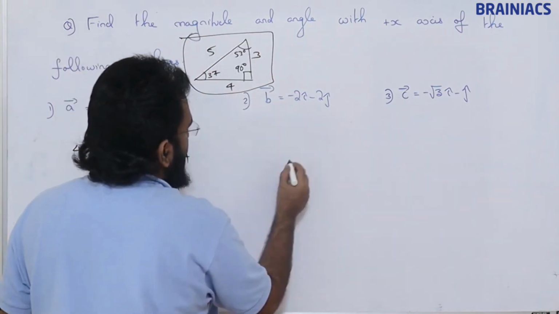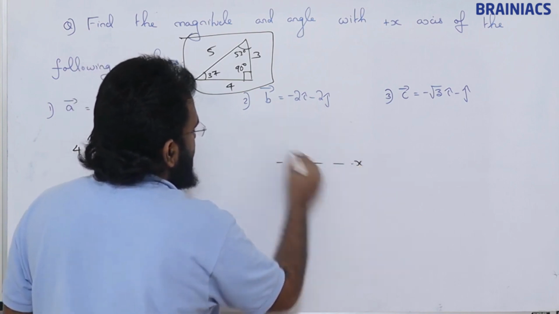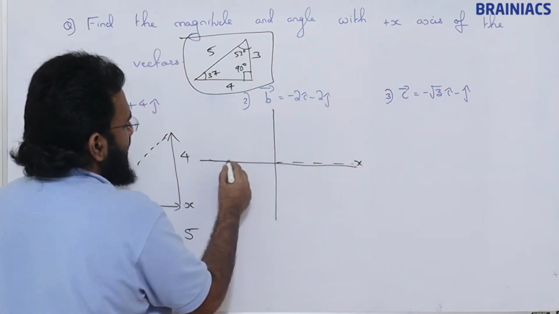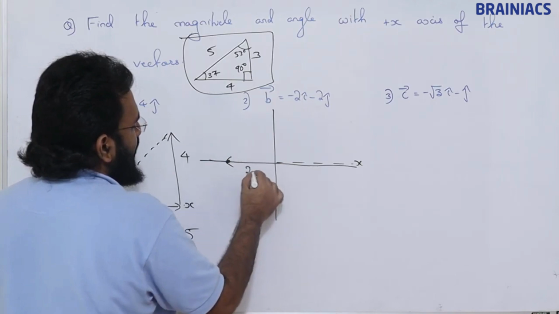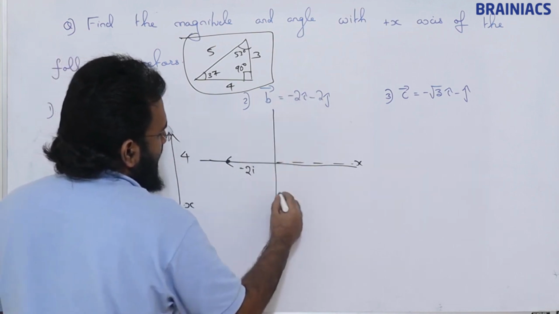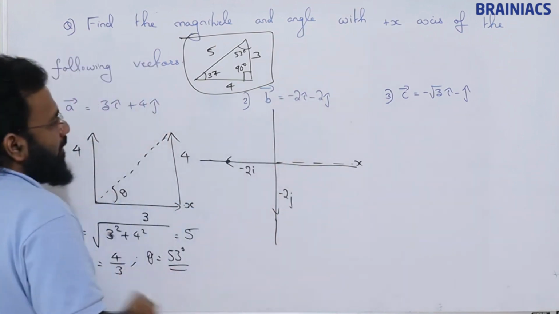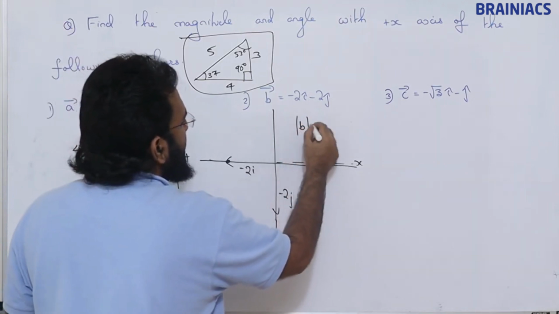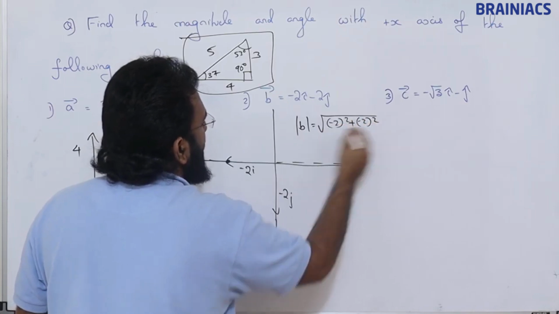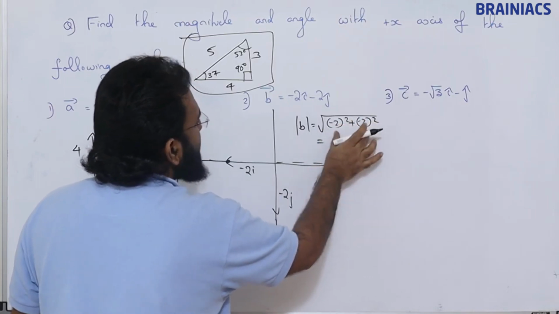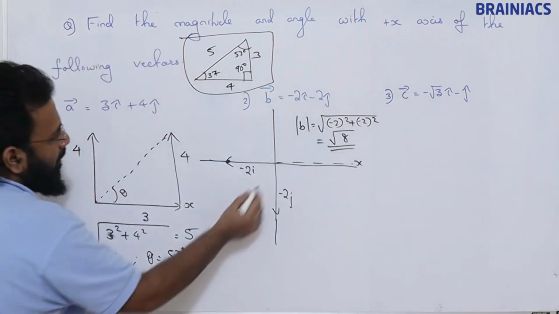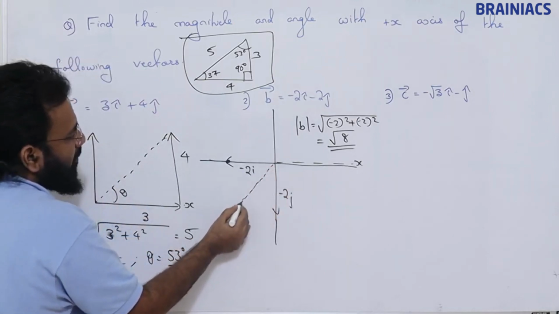What about this one? Minus 2i. So if this is the x and y-axis, minus 2i means this is the vector. Then minus 2j means this is a minus 2j. Now its magnitude is nothing but root of minus 2 the whole square plus minus 2 the whole square. So 4 plus 4, root 8. This is the magnitude.